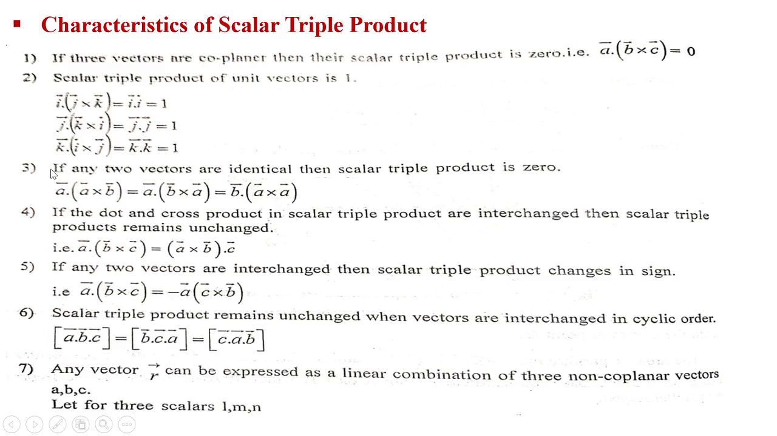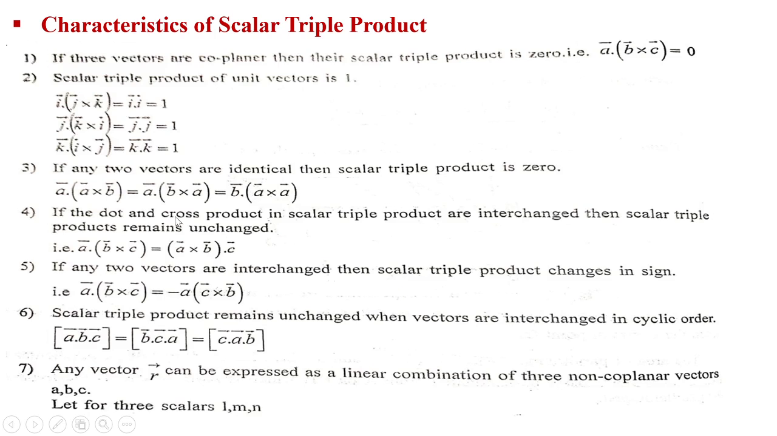Also, next characteristic: if any two vectors are identical, then the scalar triple product is 0. That is, A bar dot A bar cross B bar equals A bar dot B bar cross A bar equals B bar dot A bar cross A bar.